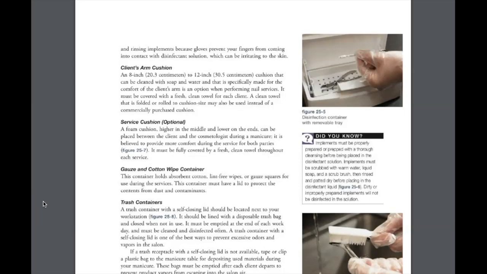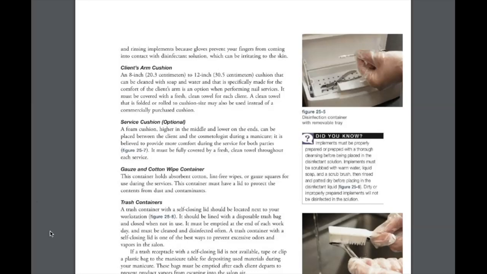And then we have gauze and cotton wipes containers. This holds your cotton wipes and your gauze, and also holds the lint-free wipes for your services. This container must have a lid to protect the contents from dust and contaminants that float in the air when you're doing a manicure, pedicure, or any nail enhancement service.